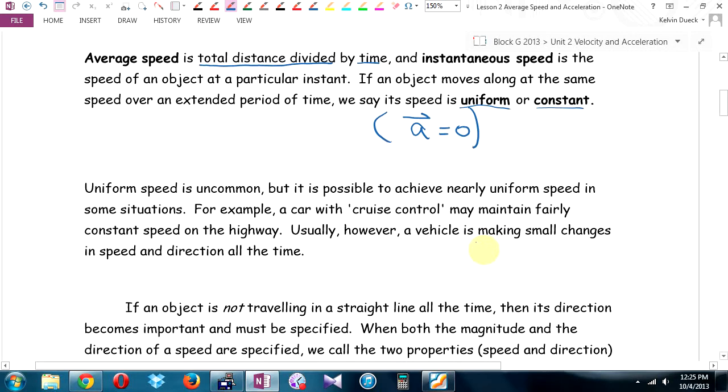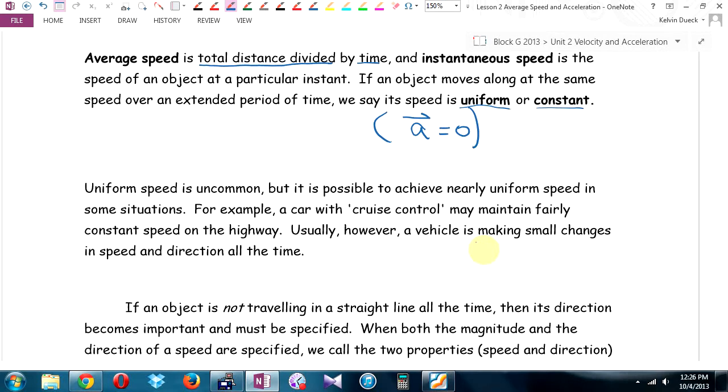Uniform speed is uncommon, but you can get nearly uniform speed in some situations. A car with cruise control tries to do a uniform speed, although if you actually look at the software, it slows down a tad, it speeds up a tad, it slows down a tad, it speeds up a tad, and it's sort of taking an average, but we'll call it a uniform speed. Fair enough. But usually a vehicle is making small changes in speed and direction all the time.